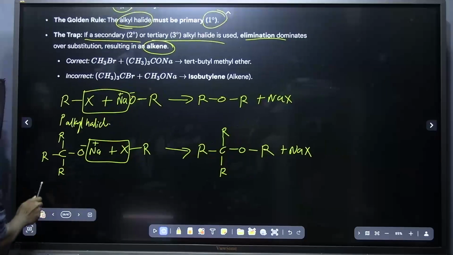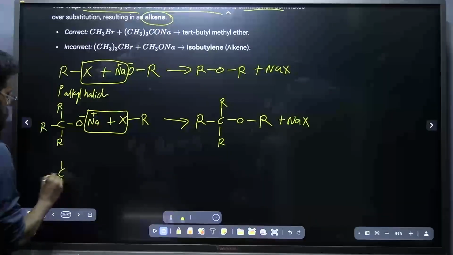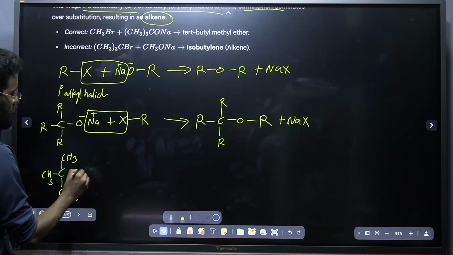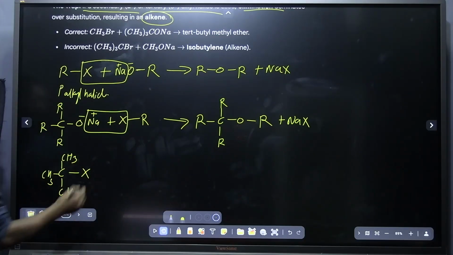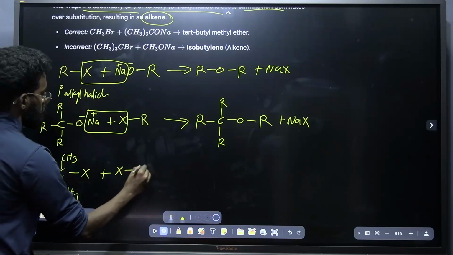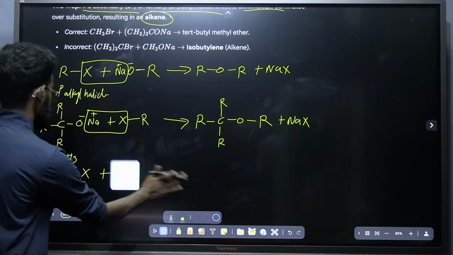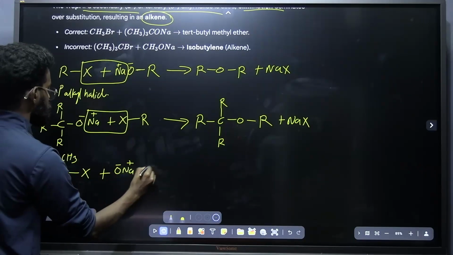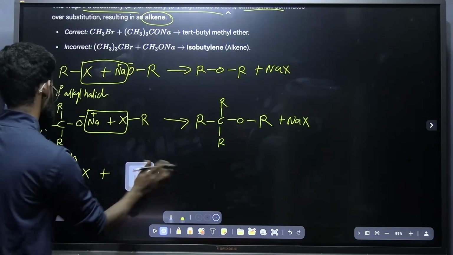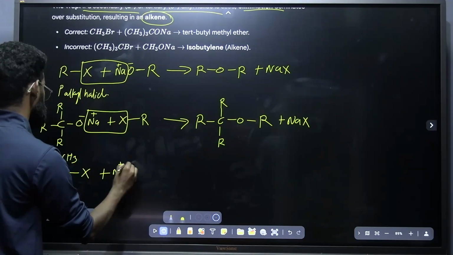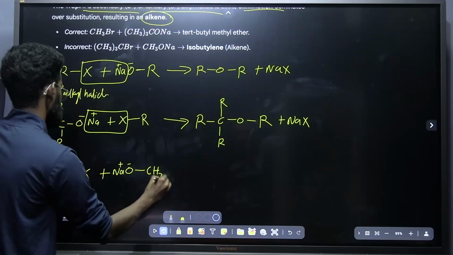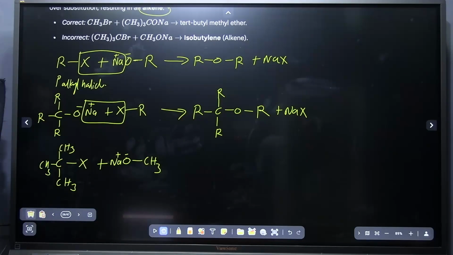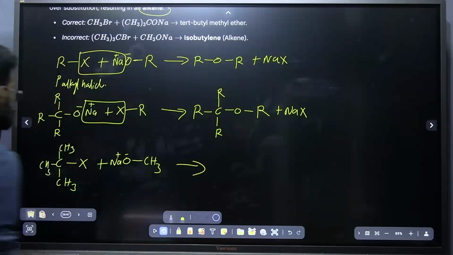But instead of this, what if I am taking CH3 X, if I am taking tertiary alkyl halide, and a primary alkoxide? What is going to be the product here? What is the product we will be getting here? Let me know.